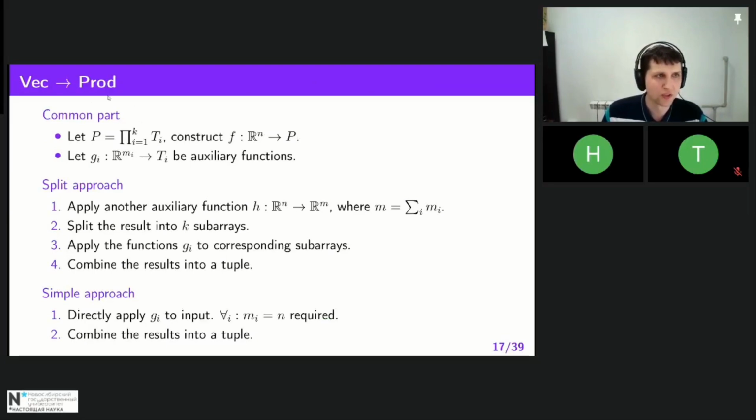To reverse it and make a product of types from a vector, we just need to reverse the approaches. So we can apply another auxiliary function and split the result into subarrays and apply other functions to get the resulting types, and after that combine them into a tuple, or we just apply these functions directly to the input. It depends on its size.